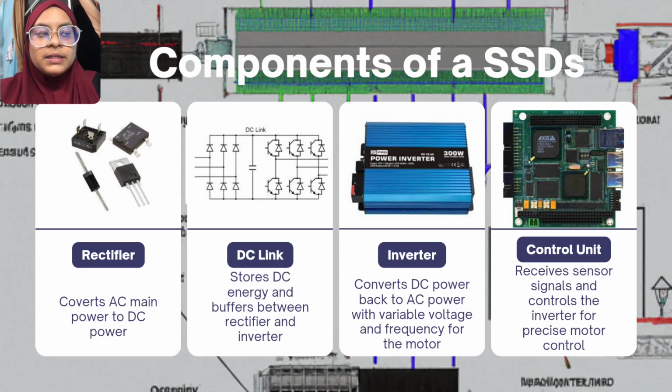An SSD is made up of several key components. The rectifier converts incoming AC power to DC. The DC link capacitor stores this DC energy and acts as a buffer. The inverter converts the DC power back into AC, but with variable voltage and frequency to control the motor. And finally, the control unit receives information from sensors like speed and current and uses this to precisely control the inverter for optimal motor operation.